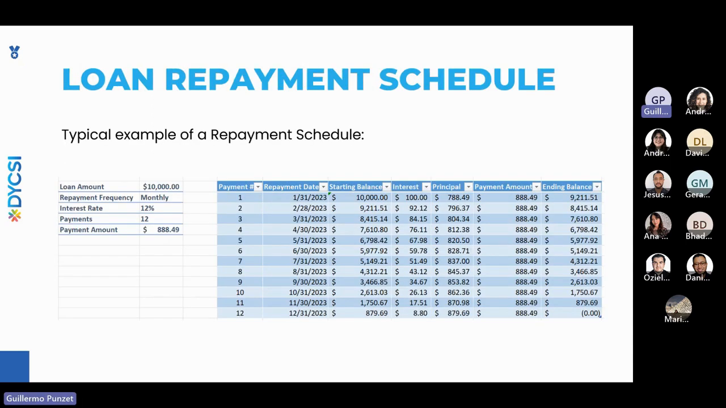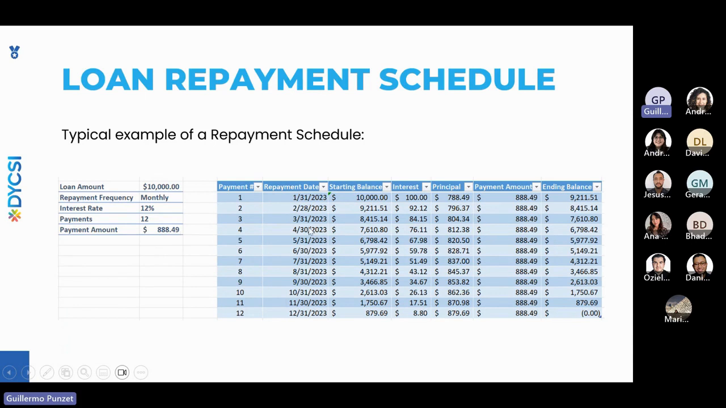So a loan repayment schedule is probably the first contact anyone has with a loan, either if you're a lender or if you have ever taken a loan. And it very clearly tells you how the loan should be repaid. So we have here a typical example. We do have the loan amount, the frequency, the rate, the number of payments, and the payment amount.